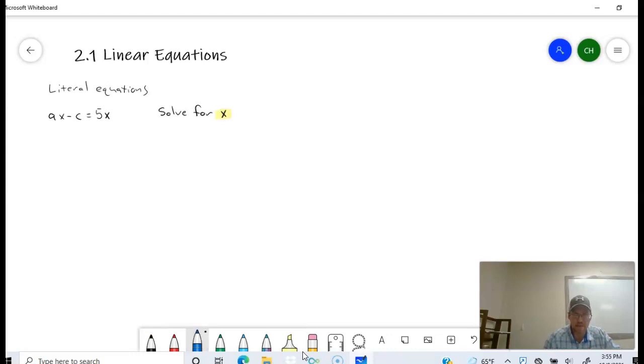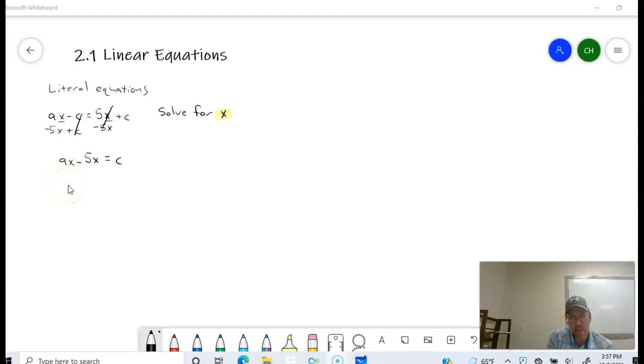I see that I have two x's in this equation. I have one right here, and then I have one over here. So what I'm going to do is move both of those to one side of the equation, and I'm going to move the c to the other side. So I'm going to subtract 5x from both sides, and I'm going to add c to both sides. Those will cancel. Those will cancel. So on this side, I'm left with ax minus 5x. This side I'm left with is equal to c.